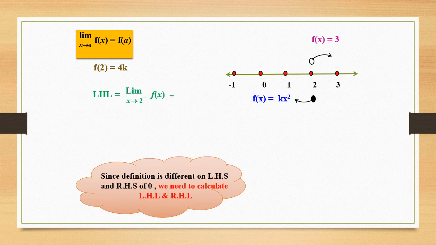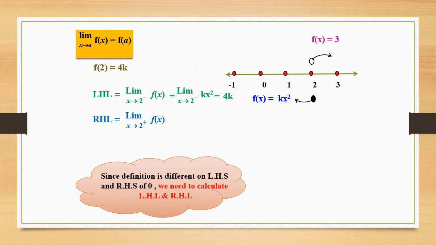LHL will be equal to limit of f of x as x tends to 2 minus, which will be again equal to limit of kx square as x tends to 2 minus. So substitute x as 2, again we get 4k.